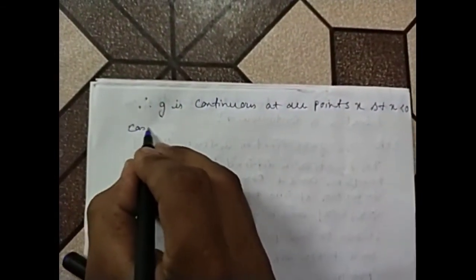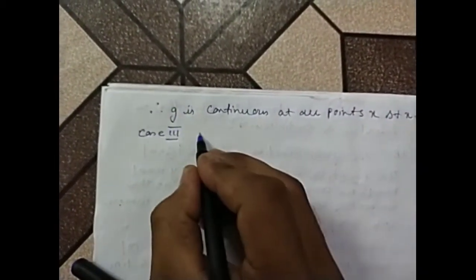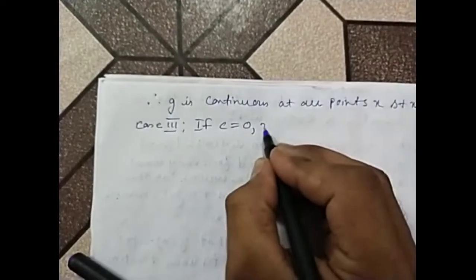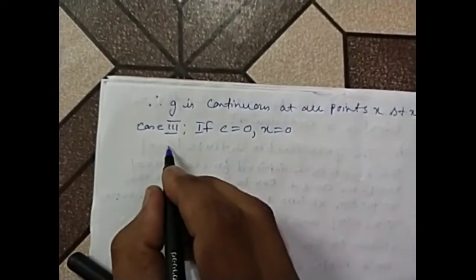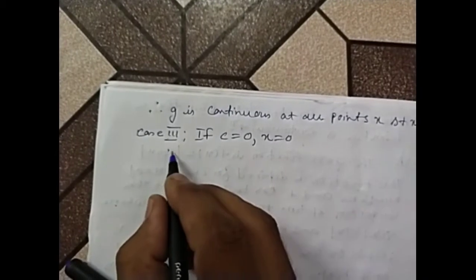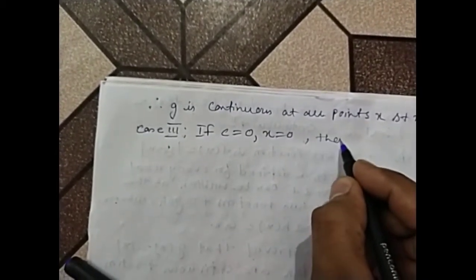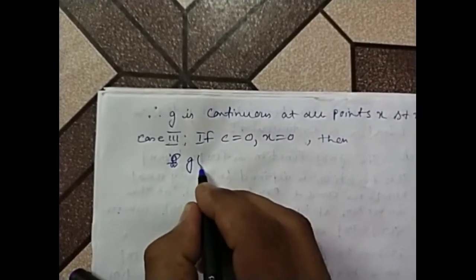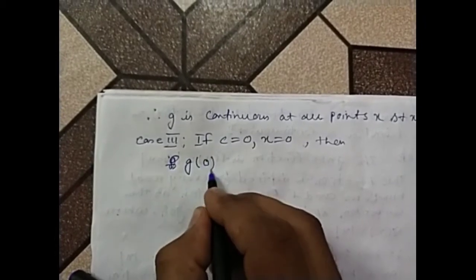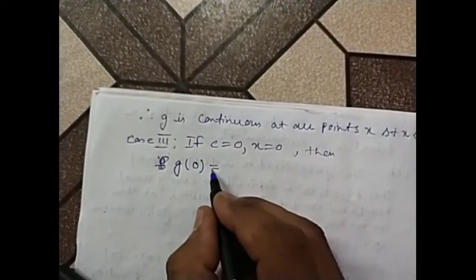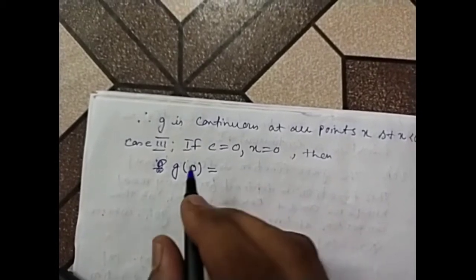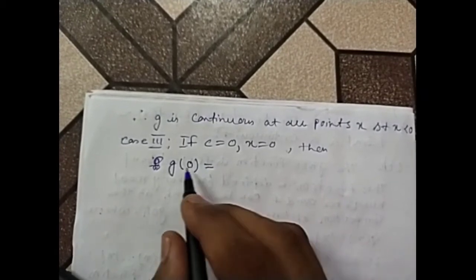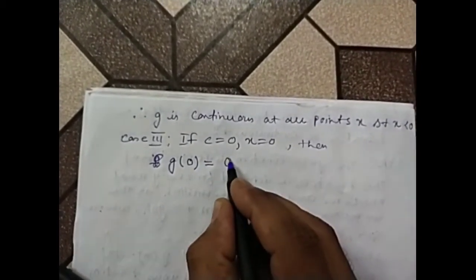In the third case, case 3, if c equals 0, x equals 0, then g of 0 is equal to the first function, because x is greater than or equal to 0, so x equal to 0 is included. So you will get g(0) equals 0.